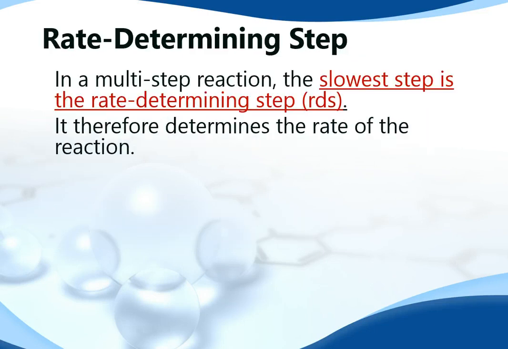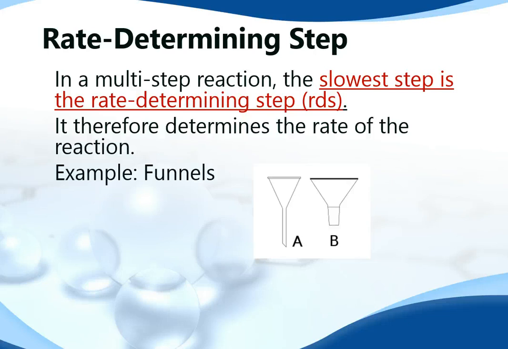Now you should know that every mechanism has one slow step, and that slow step is the rate determining step. In any multi-step reaction, or any multi-step process for that matter, the slowest step is always the step that will determine the rate of the entire process. There are a lot of good analogies and examples. The one I like the most is about funnels.